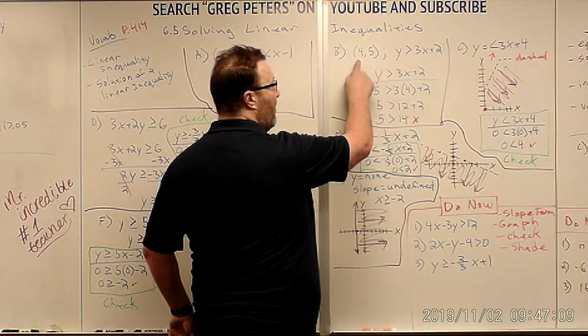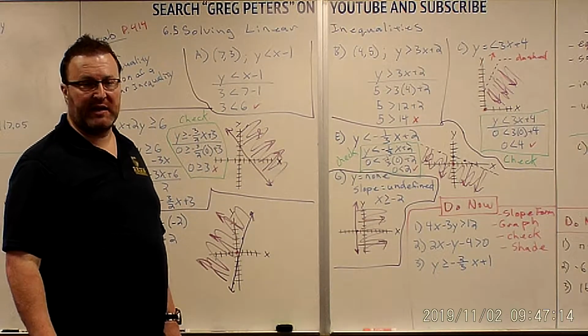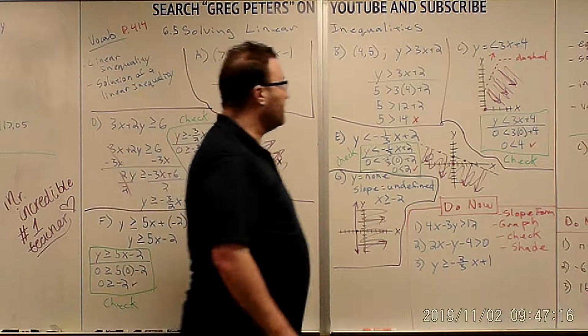So we put an x. 4, 5 is not a solution of this inequality. Make sense? Okay. Next one.